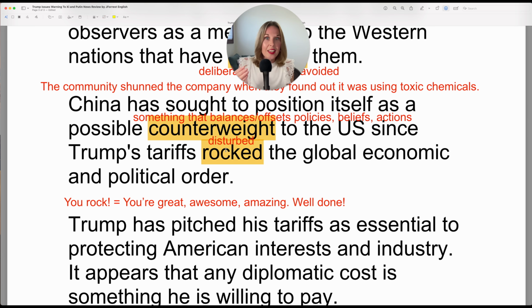And in this case, that's the meaning of rock. So the tariffs disturbed the global economic and political order. Again, before the order was like this, but then the tariffs happened and the order and economic situation went like this. Again, metaphorically. So it was rocked, disturbed in this context. But again, absolutely, you can say "you rock." It's the context that makes it obvious if it's a negative meaning or a positive meaning.